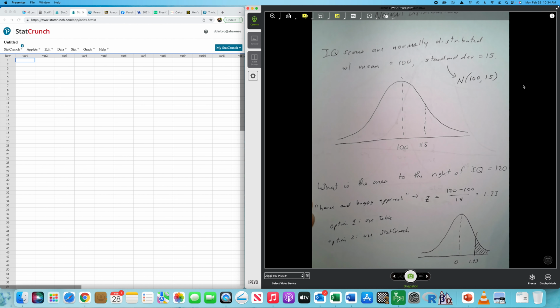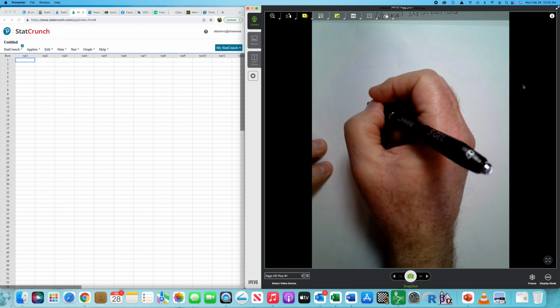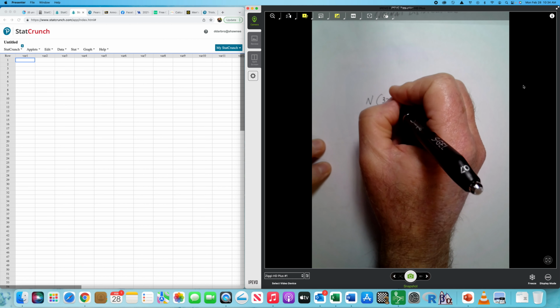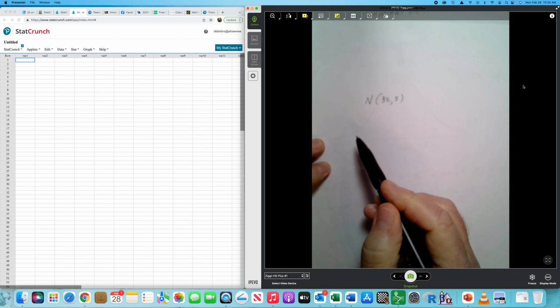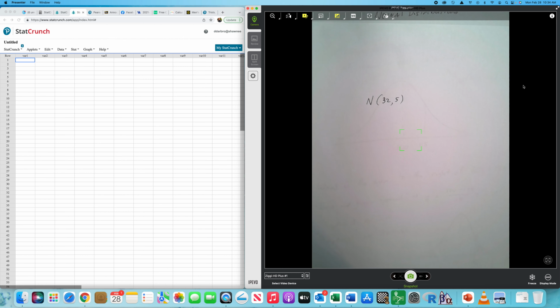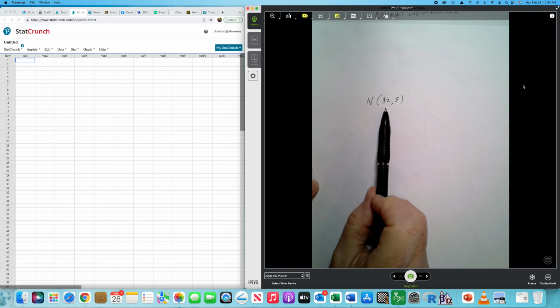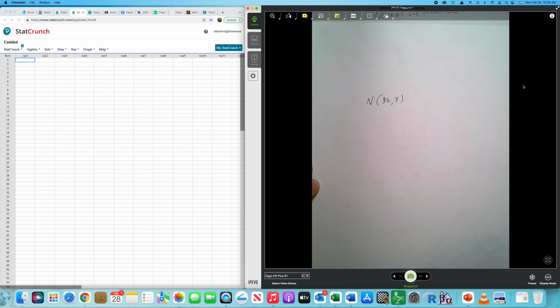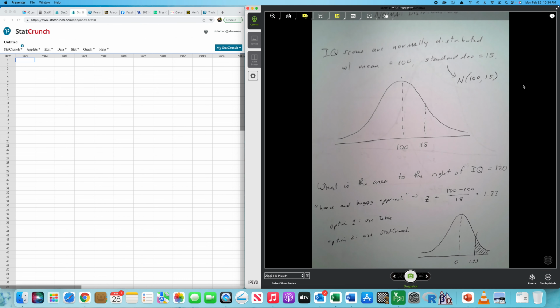So just to make sure there's no misunderstanding, let me grab another sheet of paper here. If you see N(32, 5), this tells you that we have a normal distribution with a mean of 32 and a standard deviation of 5. So we have a normal distribution, mean of 100, standard deviation of 15, and this is what the distribution would look like.